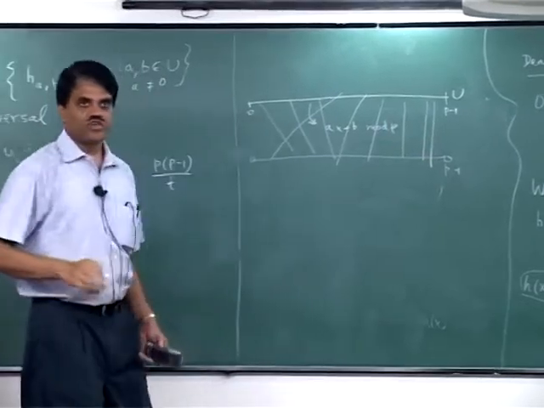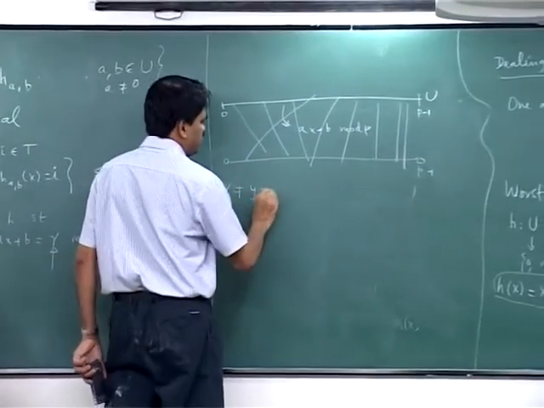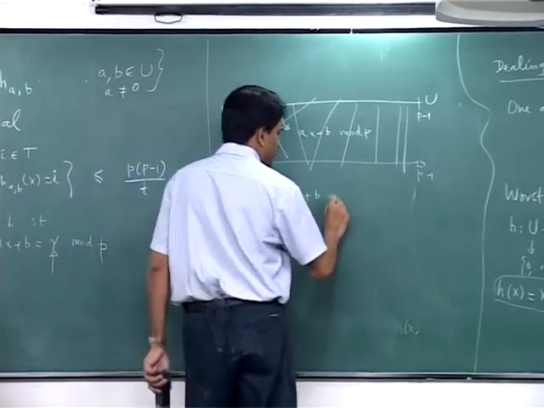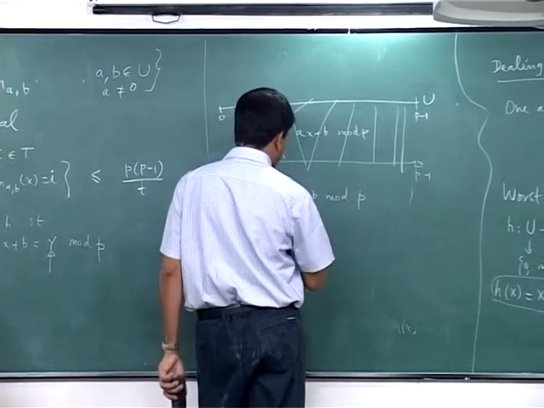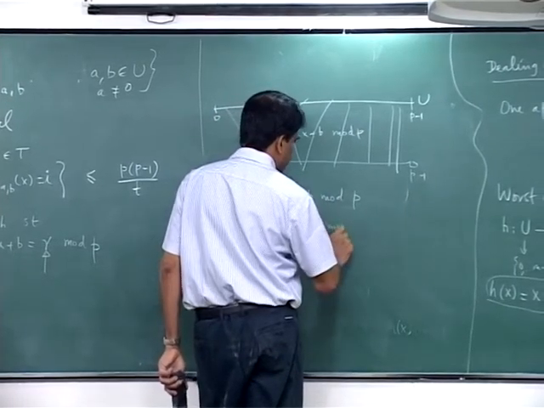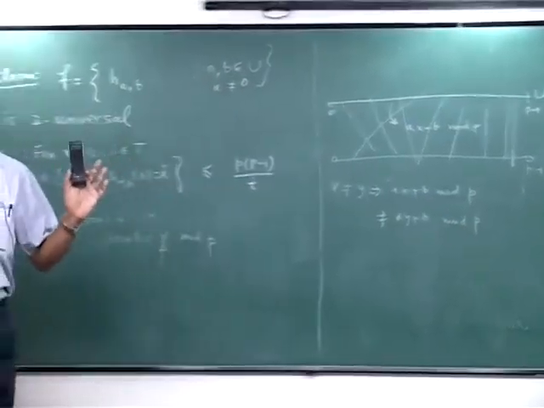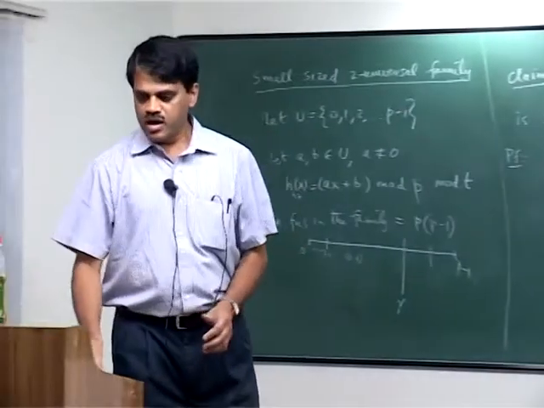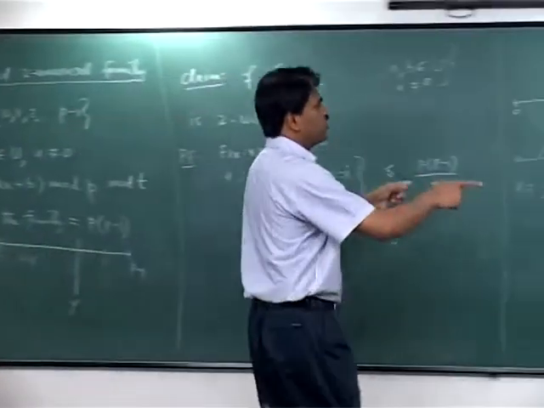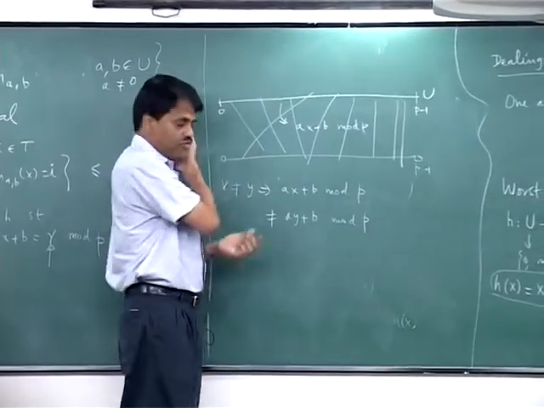Let's verify that if x is not equal to y, that implies ax plus b mod p is not equal to ay plus b mod p. In mod p, we haven't come to mod t yet. In mod p, if you have two elements, they get mapped to two distinct values. Okay, that's easy to see, right?